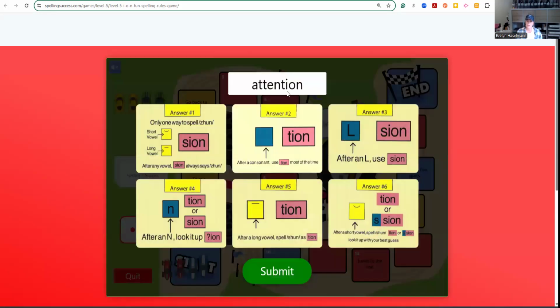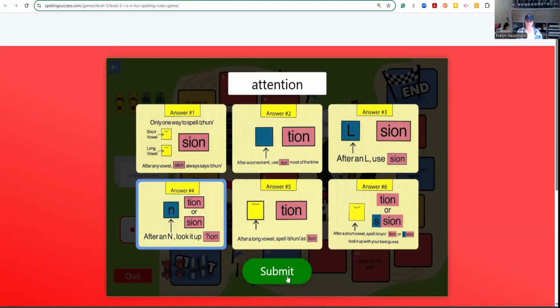Player number 1 has to figure out what rule to use here. As a side note, we have this game also as regular cards. So if you're working in person, this game is always available for your student. It works the exact same way and looks the exact same way. So the word is attention right now. We're going to look right before the TION. Oh, that's a letter N, one of the naughty ones. That's going to be answer number 4.